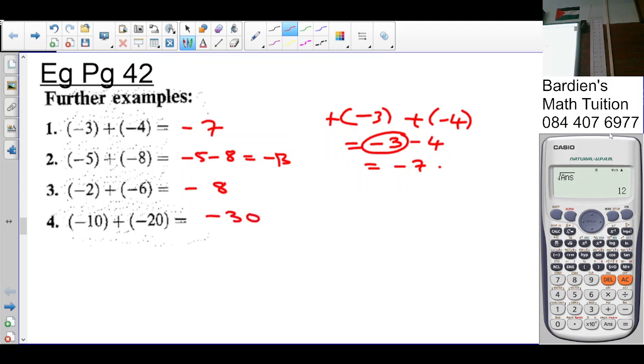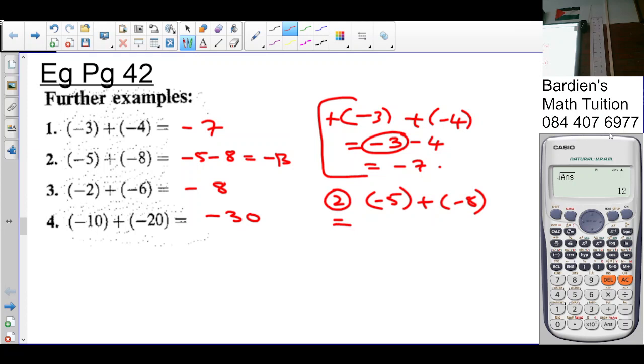Who understands this? What don't you understand, Michael? How negative 3 plus negative 4 equals negative 7? Then you must follow this routine. Do you understand what I did here? If there's no sign, there's a plus. So let's take number 2, for argument's sake. You've got negative 5 plus negative 8.